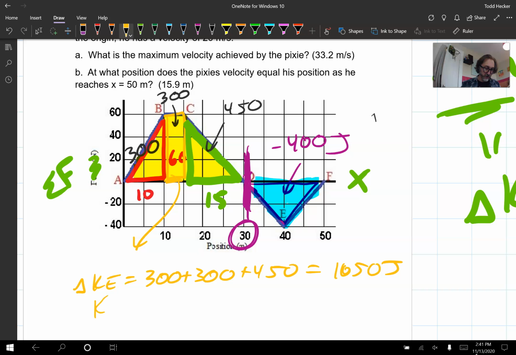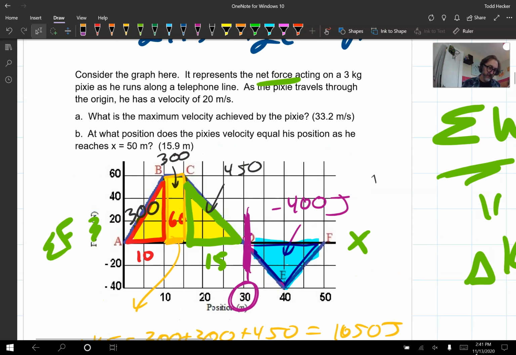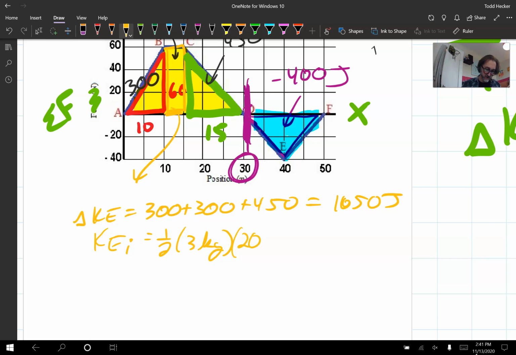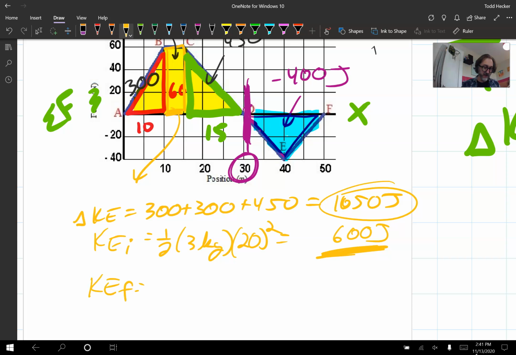Well, what was our kinetic energy initially? It's half of the mass of the pixie times his velocity squared. So 20 squared is 400, times 1.5 is 600 joules. So we started with 600 joules, we gained 1,050. That means our final kinetic energy is going to be 1,650.